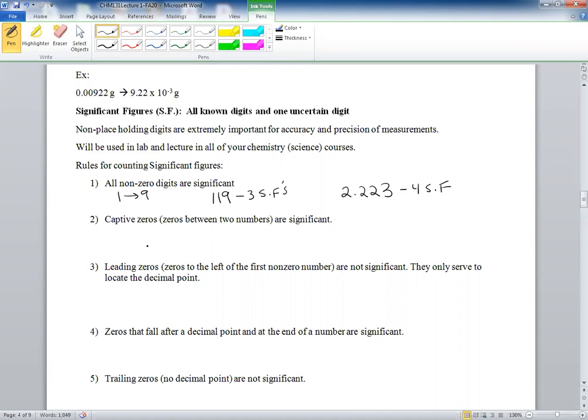Two, captive zeros, or zeros that fall between two numbers, are significant. So if I have 109, then that means I have 3 significant figures. So this 0 is significant. So in this case, I have 3. If I have 1.006, then again, those zeros are captive zeros. They fall between non-zero digits, so they are significant. So in this case, I have 4 significant figures.